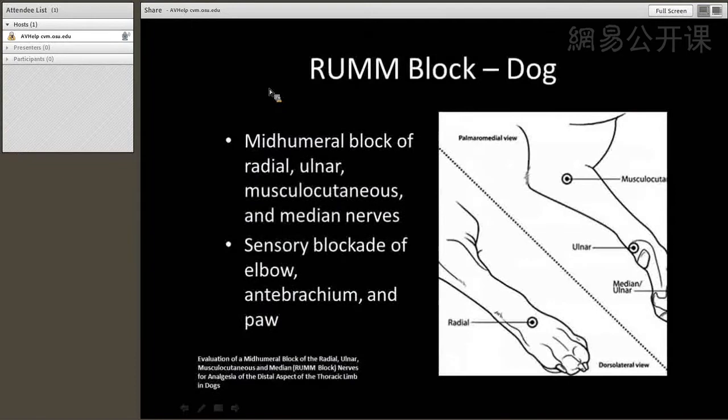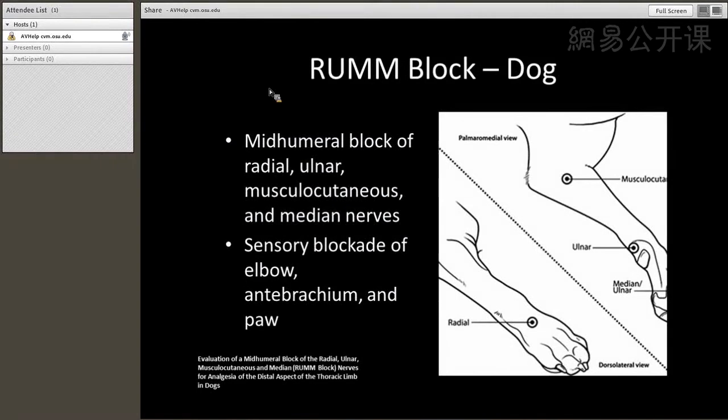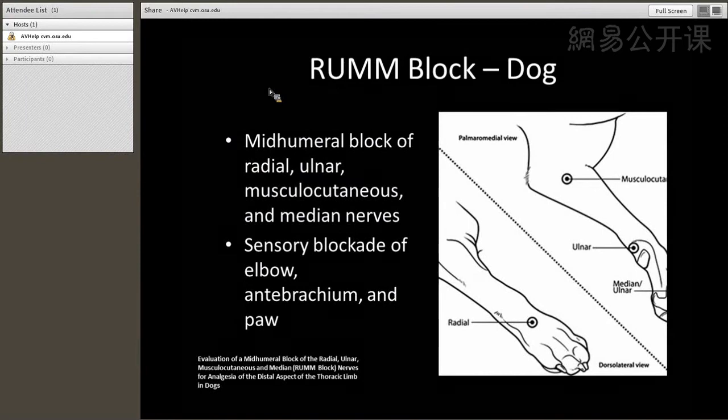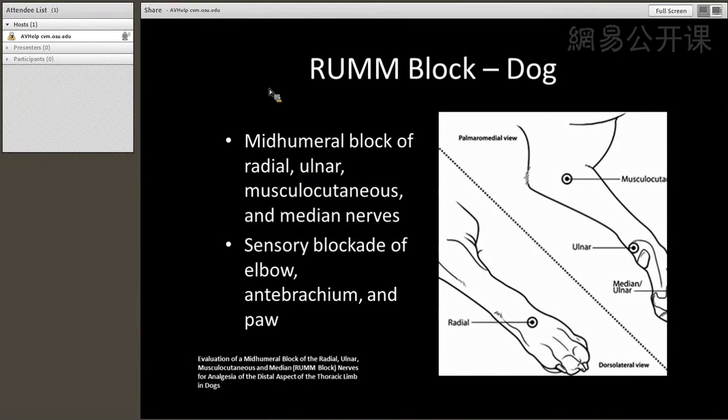An easier block in some respects to do would be to do what's called a RUM block. And again, it will block everything from the elbow down. So also still good for like a condylar fracture, good for a radius fracture or an ulnar fracture. You don't have to have fancy equipment to do this, but you do need to know your anatomy.